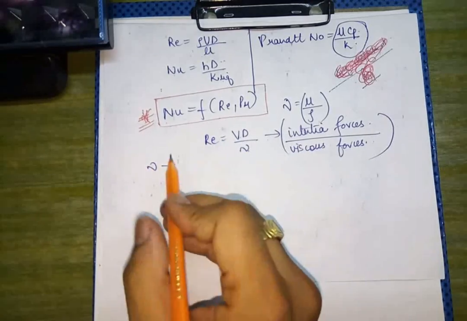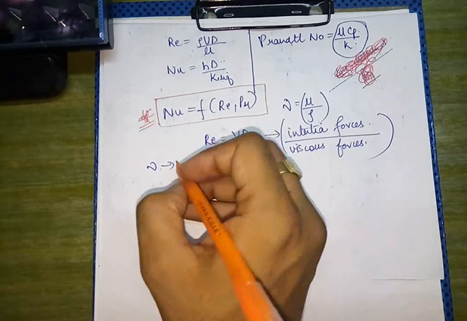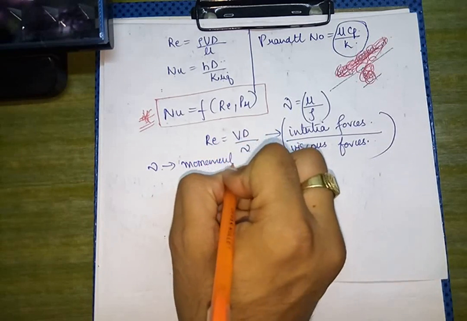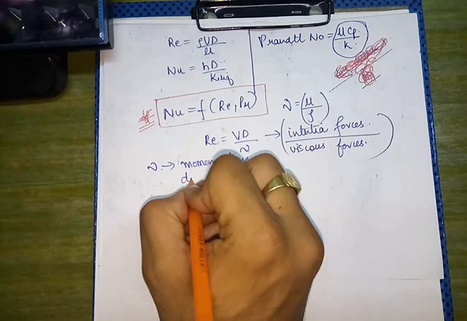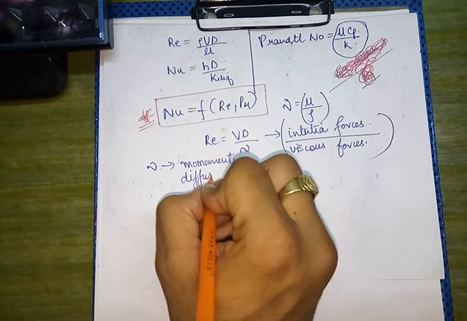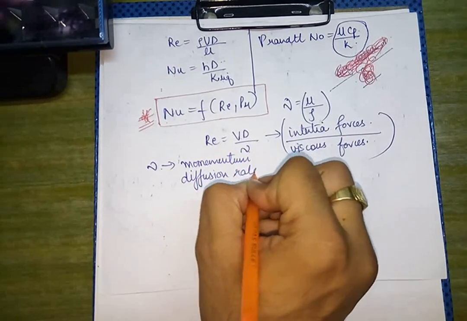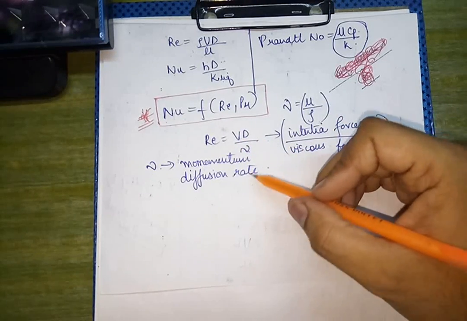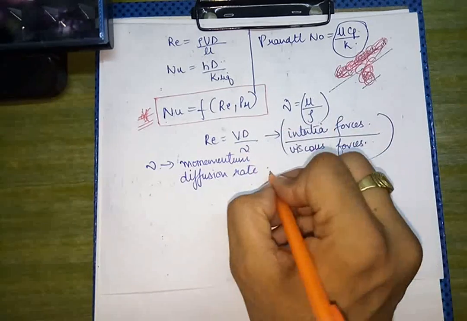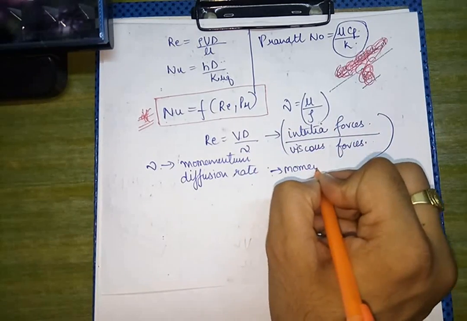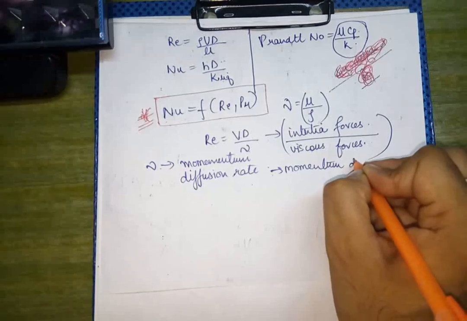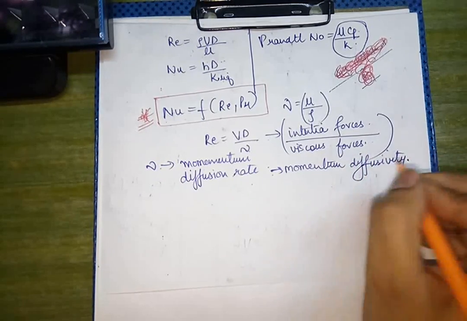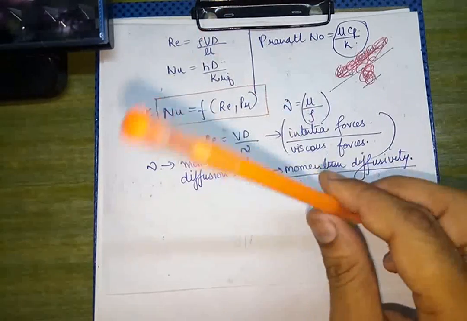Now what does nu signify? Nu is the kinematic viscosity. It signifies the momentum diffusion rate. This is very important: at what rate the momentum is being diffused from one layer to the other. It is also called momentum diffusivity.